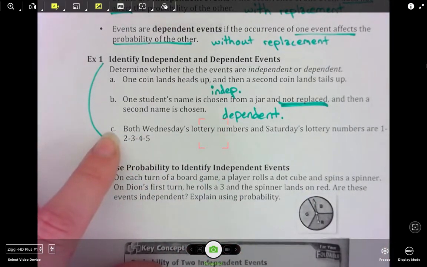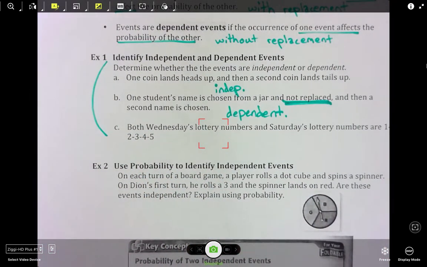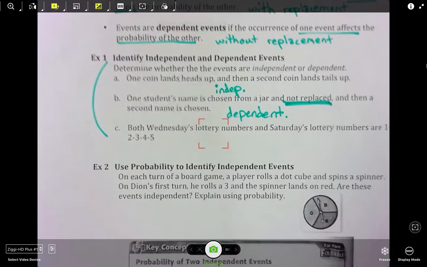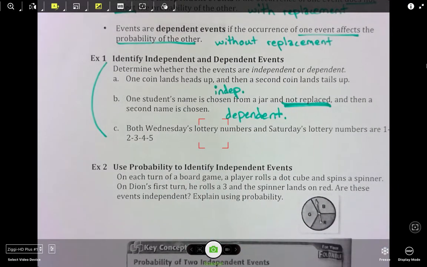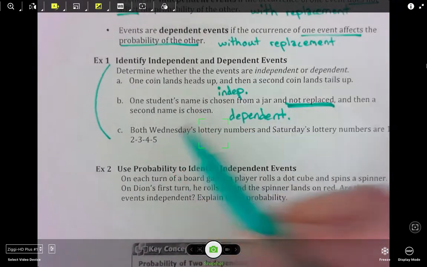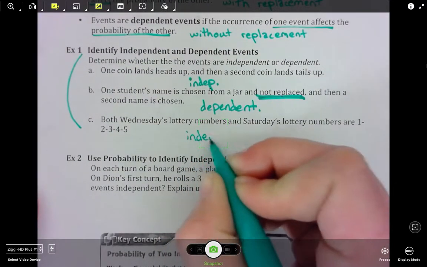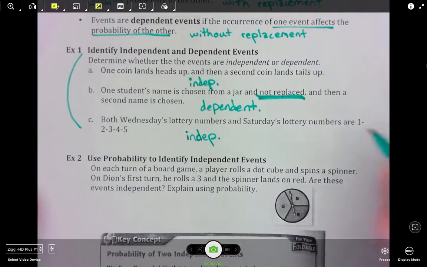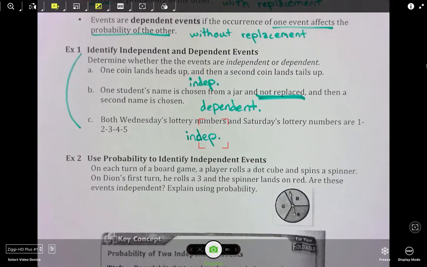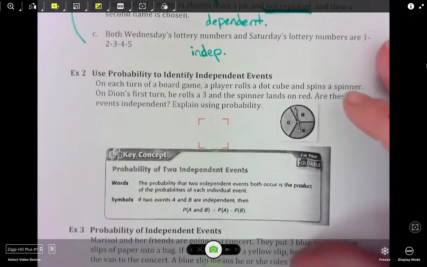And then part C, both Wednesday's lottery numbers and Saturday's lottery numbers are 1, 2, 3, 4, 5. Okay, that is a huge coincidence because lottery numbers are really hard to predict, and the fact that they're both coming up 1, 2, 3, 4, 5 is just amazing. But Saturday's lottery numbers have nothing to do with Wednesday's lottery numbers. Okay, they are independent events. I had just as much chance of drawing a 1, 2, 3, 4, 5 in that order on Saturday as I did on Wednesday. I don't subtract one of the numbers out or anything like that. So those events are going to be independent.